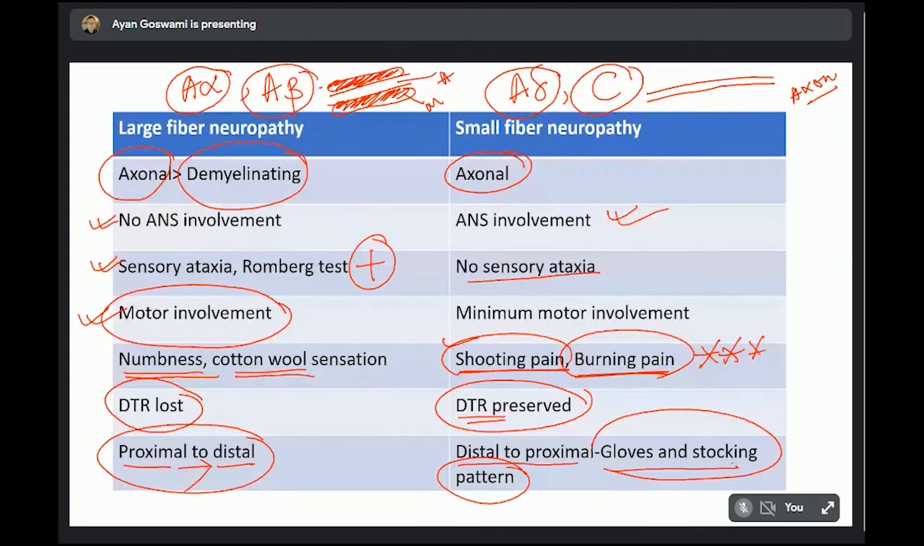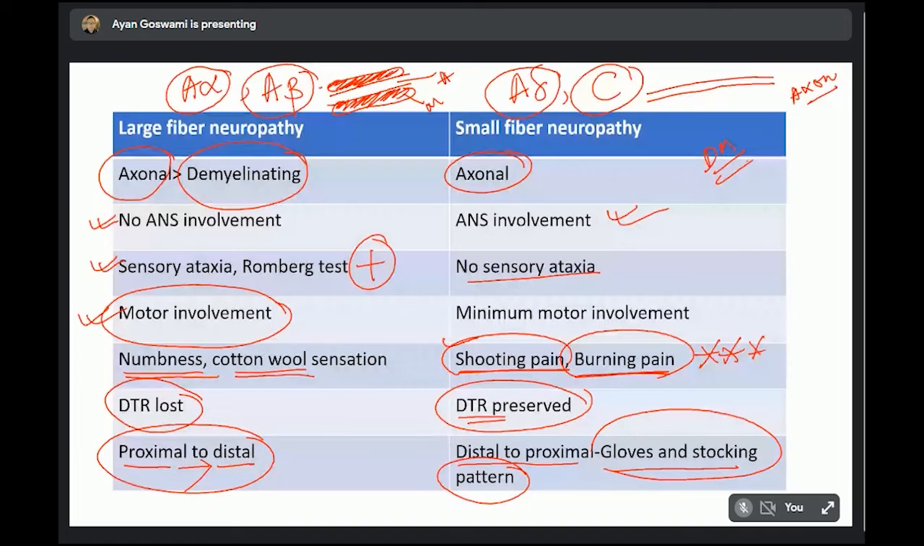So an example of small fiber neuropathy is diabetes mellitus. Remember, at the beginning, diabetes is not always small fiber neuropathy. In late diabetes, it also involves large fibers and proximal neuropathy as well, right? Initially in diabetes mellitus, there will be small fiber neuropathy. That means A delta and C fibers will be damaged, and A delta and C fibers carry pain sensation. So once A delta and C fibers are damaged, the patient will have abnormal pain sensation, shooting pain, burning pain, right?